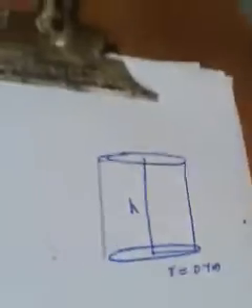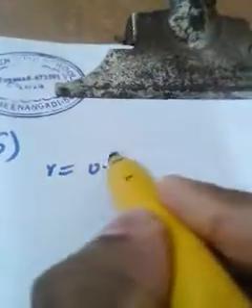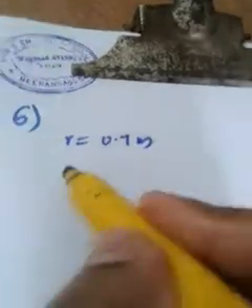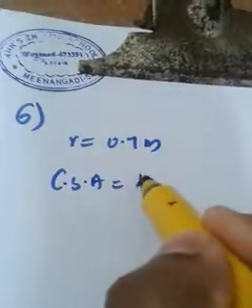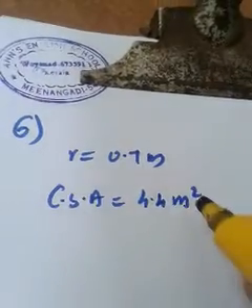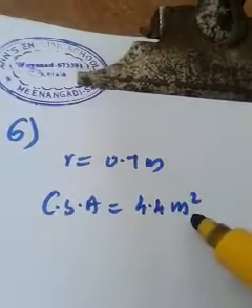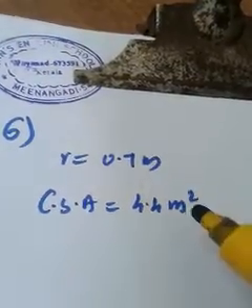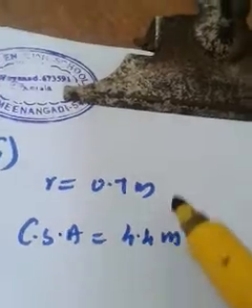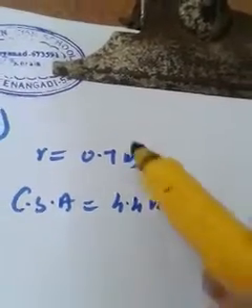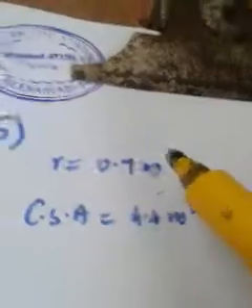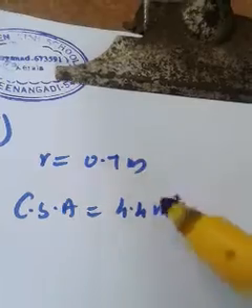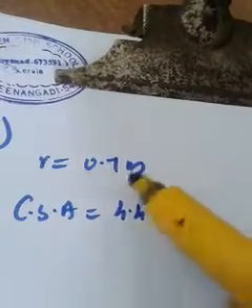So what all the things are given? R is equal to 0.7 meter is given, and one more thing is given: the curved surface area of the cylinder, 4.4 meter square. Now it is time to compare both units. Here meter, here also meter, so no problem. If one is in centimeter and another is in meter, you are supposed to make both in a single unit. You cannot proceed otherwise. But here, since both are in meter, no problem.